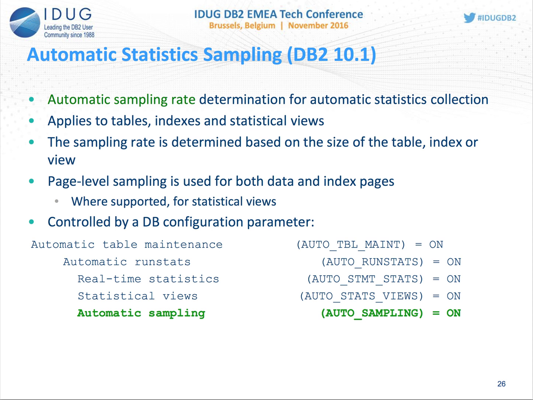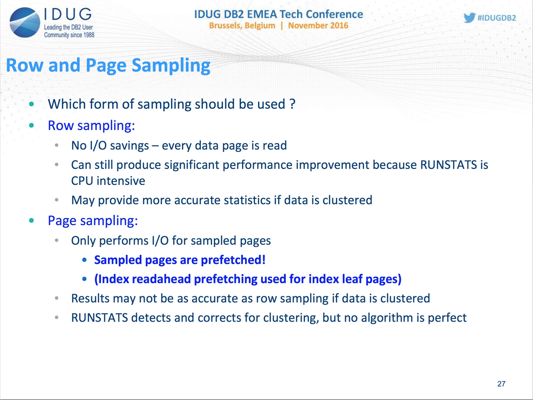So, row or page level sampling, which is recommended? There are advantages and disadvantages with either one. With row sampling, you're not going to see as much of a performance benefit because it has to do the full I/O on the table. So every data page is going to be read, or every index page. But you could still see a big improvement because of the saving in CPU. So it kind of depends on how fast the I/O is on your system. And it may provide more accurate stats, because with page level sampling, it's only going to read so many pages based on the sampling rate.